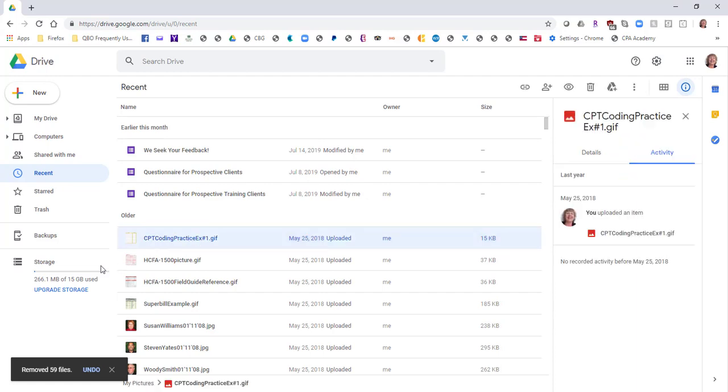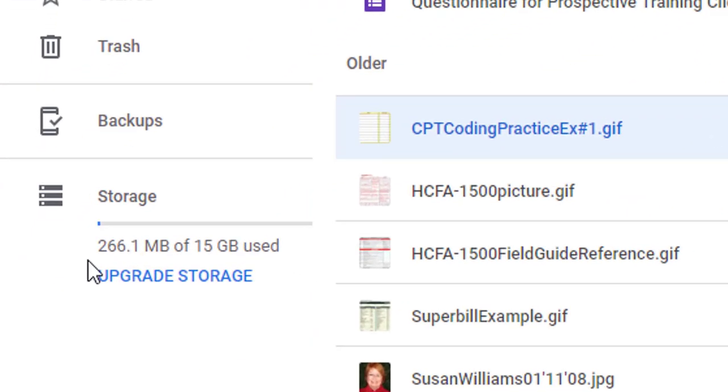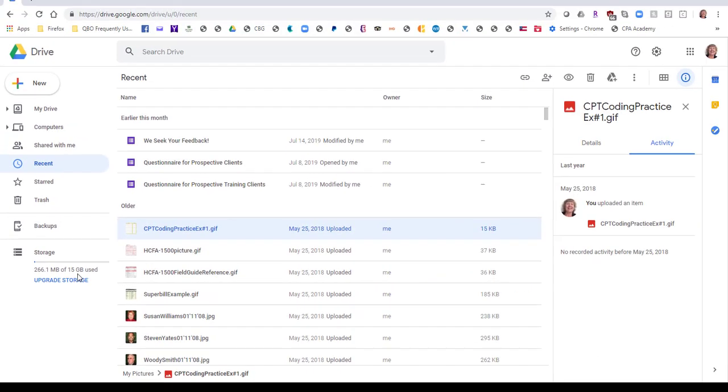And as you can see, as of right now, I have 266.1 megabytes of 15 gigabytes used. So I was able to clear up a lot of space just doing this. Now, this is something that I don't think is relatively well known. If I had known it, I would have been doing this all along, but I had no idea.